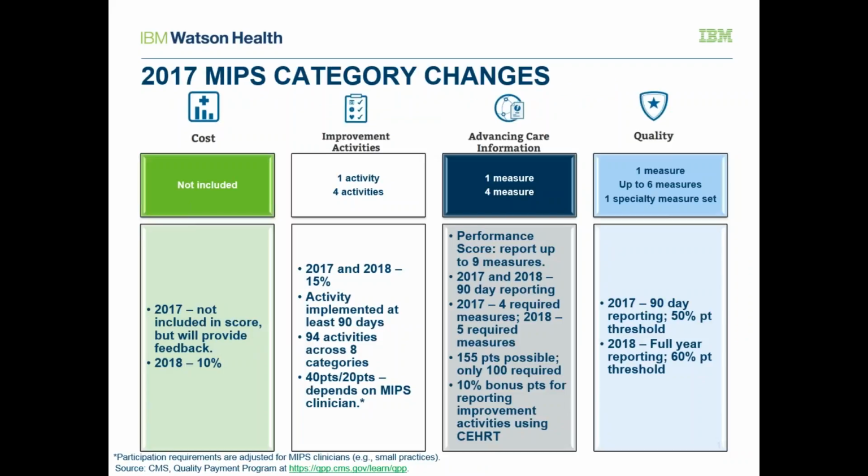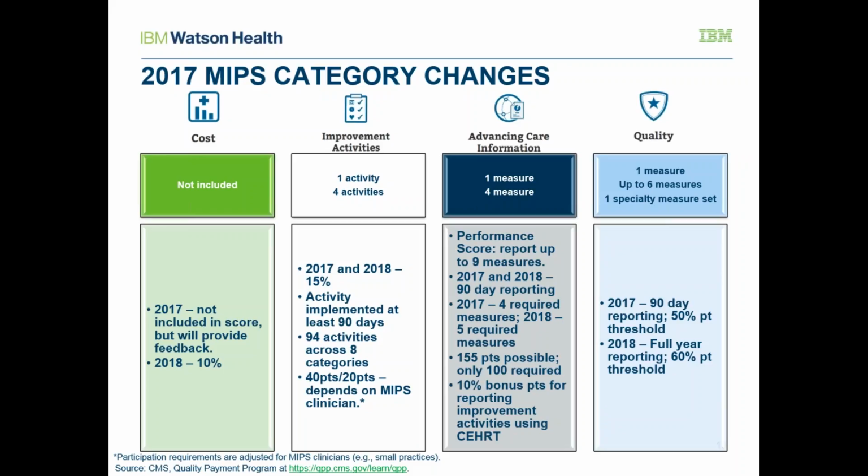Here I wanted to just briefly talk about how MIPS category changes were impacted based on the proposed rule. The cost category, what's happening here is that in 2017 CMS does not plan to score it, but they will provide practices and eligible clinicians feedback on that. However, in 2018, they do plan for it to have a 10%. It'll comprise 10% of your scoring.